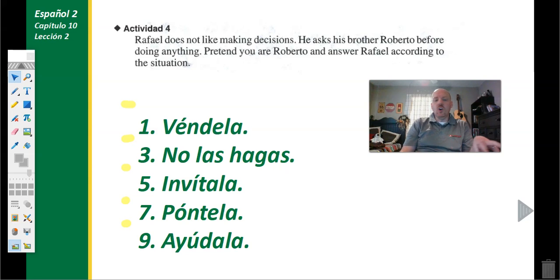Número 3, no las hagas. No las hagas. Don't do the homework. Don't do it. You better do your homework. But for this activity, we had to say no las hagas. Don't do them. Don't do the homeworks.